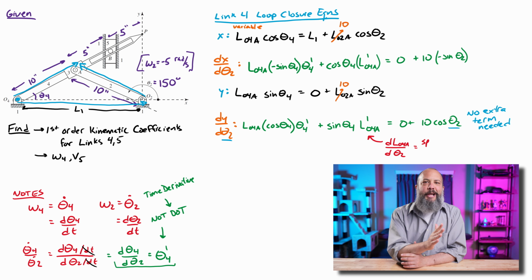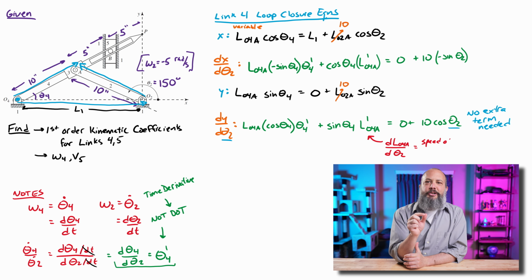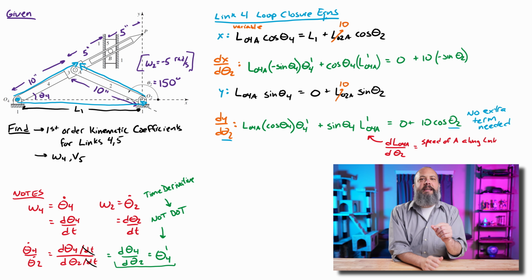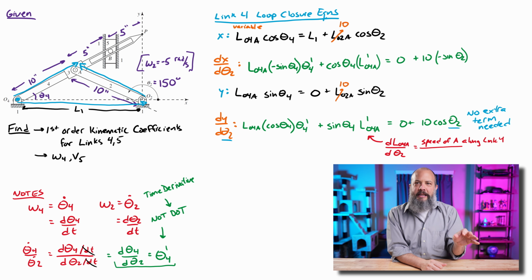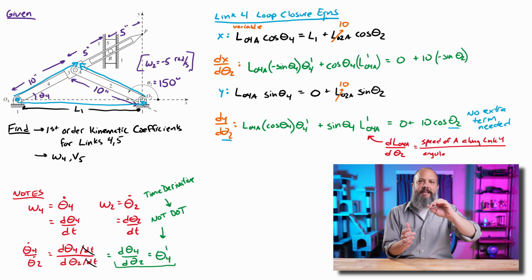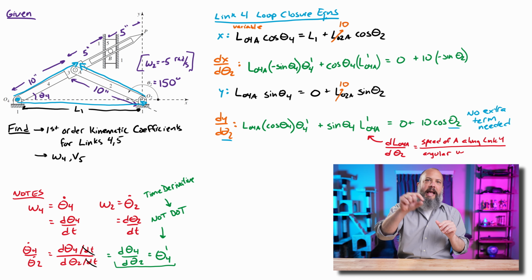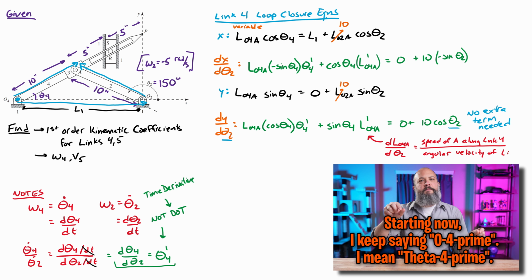And I didn't actually define this LO4A prime yet, right? This is the derivative of LO4A with respect to theta 2, which is essentially going to be the speed of length 3, right? It's the speed of length 3 along length 4. So length 3 will actually be moving in normal and tangential components, right? It's both rotating in a circle and sliding along the length. This LO4A prime is only the speed along length 4, with respect to the angular velocity of length 2. And I'm not actually going to care what this term is. I'm only going to be interested in theta 4 prime.